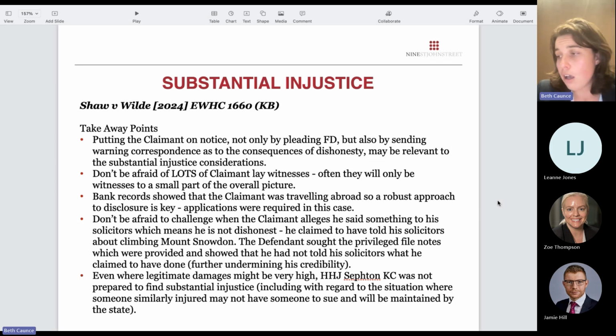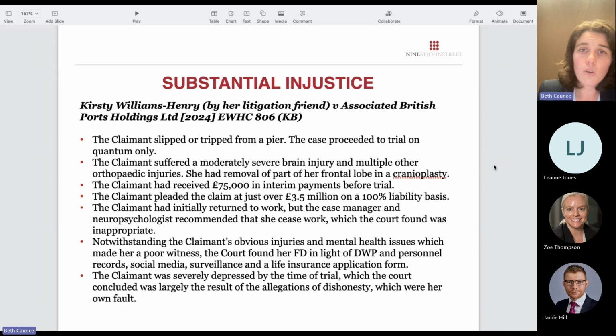And the real takeaway, I think, from this case is that even where the injuries are severe, and even where legitimate damages might be very high, well over £1 million in this case, the court was still not prepared to find substantial injustice, including, the court said, with regard to this situation where lots of people might similarly be injured, don't have anybody to sue, and their basic needs will be maintained by the state, and that will be the same for this claimant.